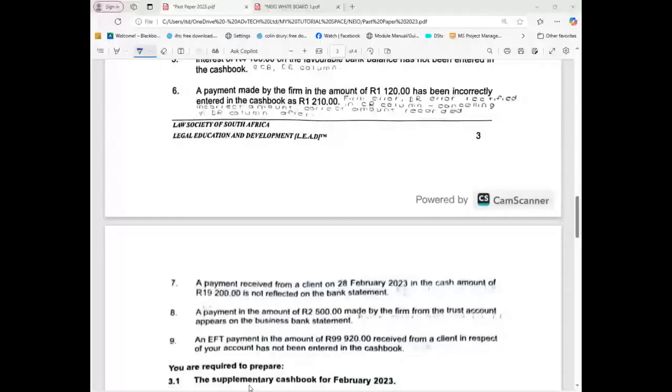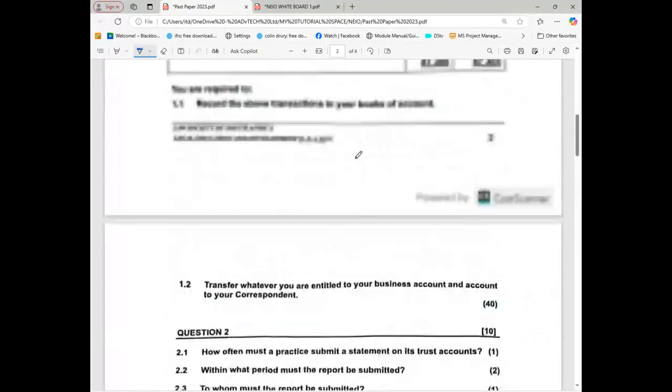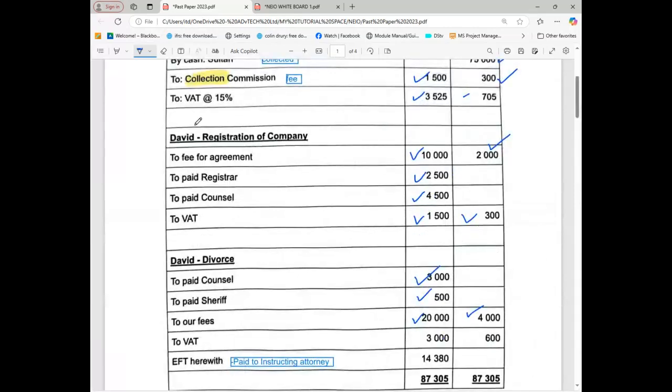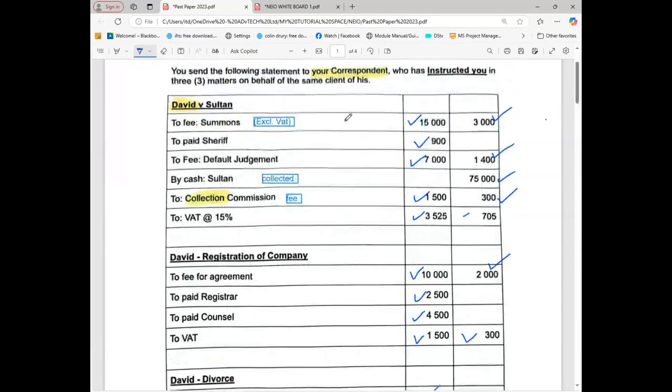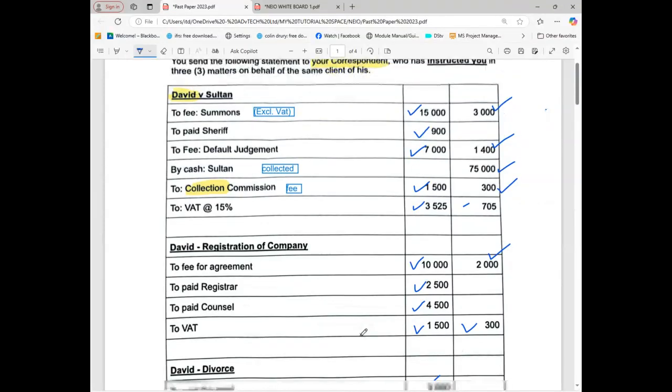So this would apply to all three of the cases that we dealt with now. It'll be the David versus Sultan, the David registration, and the David divorce. Yes, they belong to the same client. Can you see now? Yes. So this statement is a statement for one client. They're just trying to complete it. Usually they only give you the statement only for the collection, and now they have combined everything because this is for one client. So the statement came as one.